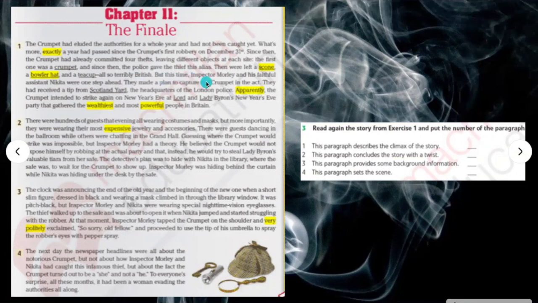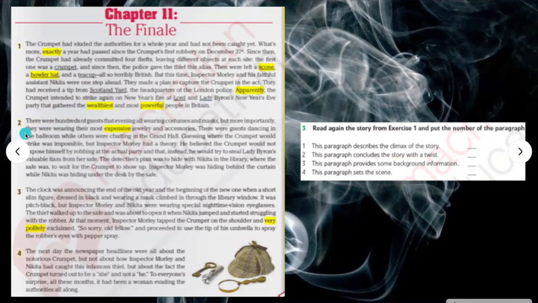But this time, Inspector Morley and his faithful assistant Nikita were one step ahead. They made a plan to capture the Crumpet in the act. They had received a tip from Scotland Yard, the headquarters of the London police. Apparently, the Crumpet intended to strike again on New Year's Eve at Lord and Lady Byron's New Year's Eve party that gathered the wealthiest and most powerful people in Britain.